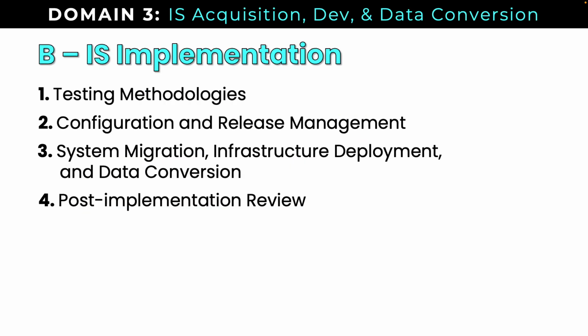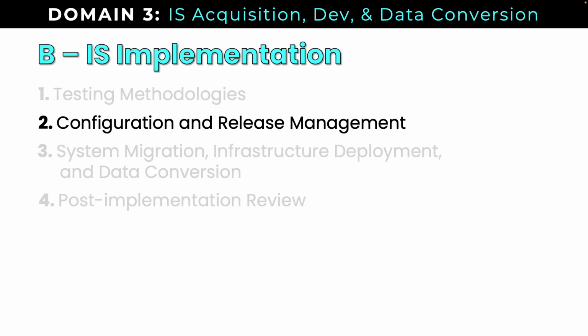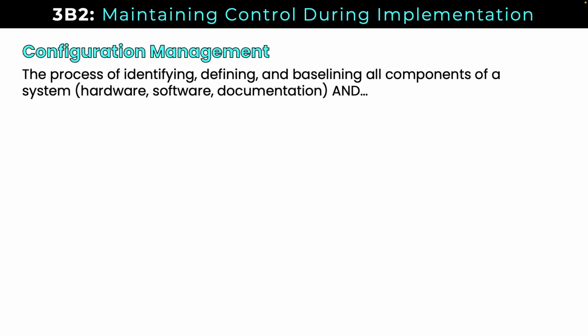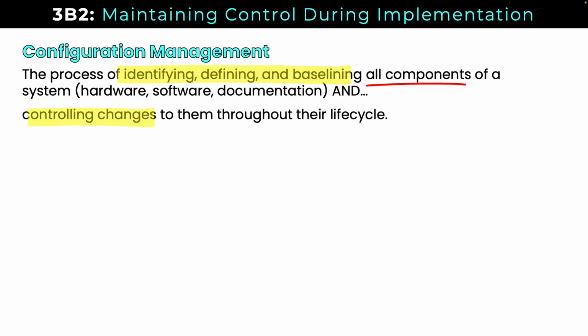So let's talk about configuration and release management, 3B2. Configuration and release management are so important because they help us to maintain control during implementation. So configuration management is the process of identifying, defining, and baselining all components of a system, hardware, software, documentation, and controlling changes to them throughout their life cycle.